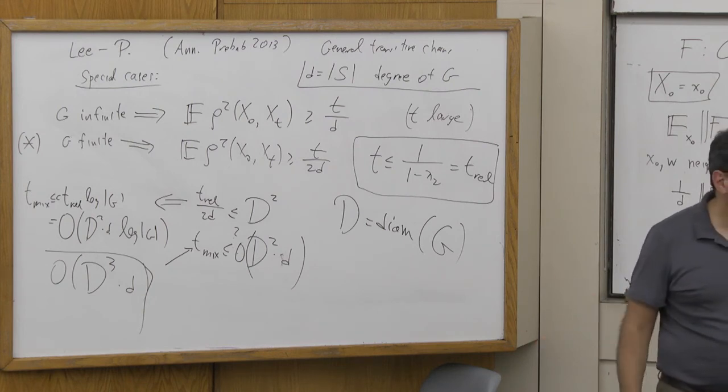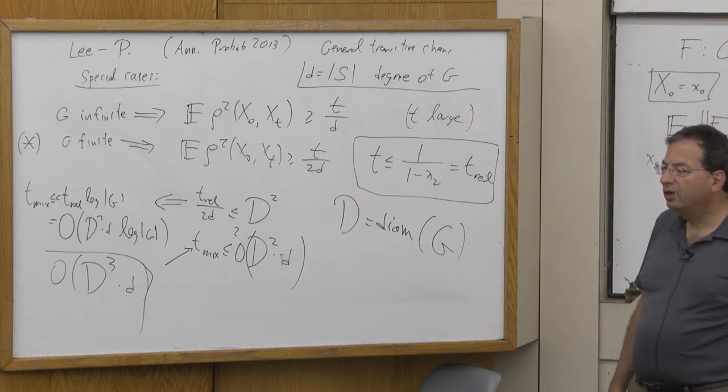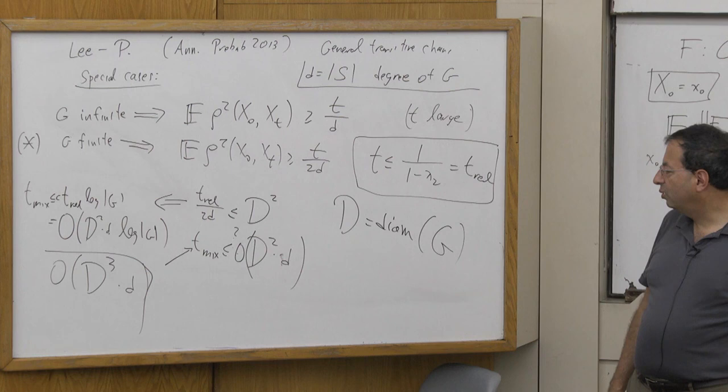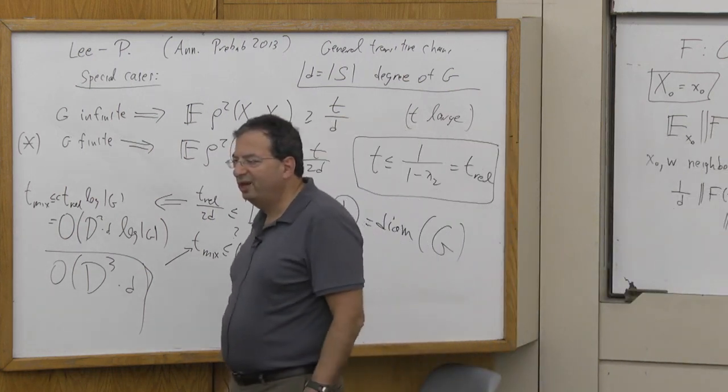But we have no proof of anything like that. Was it useful for simple groups? Sorry? For simple groups. I don't know any general bound like that.